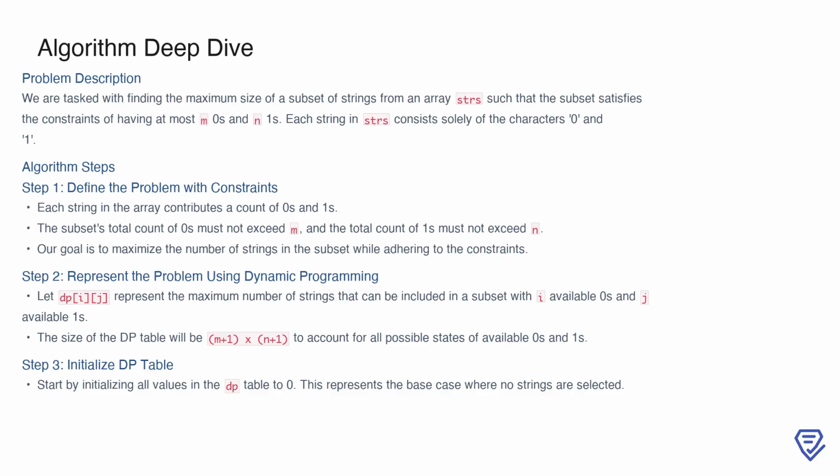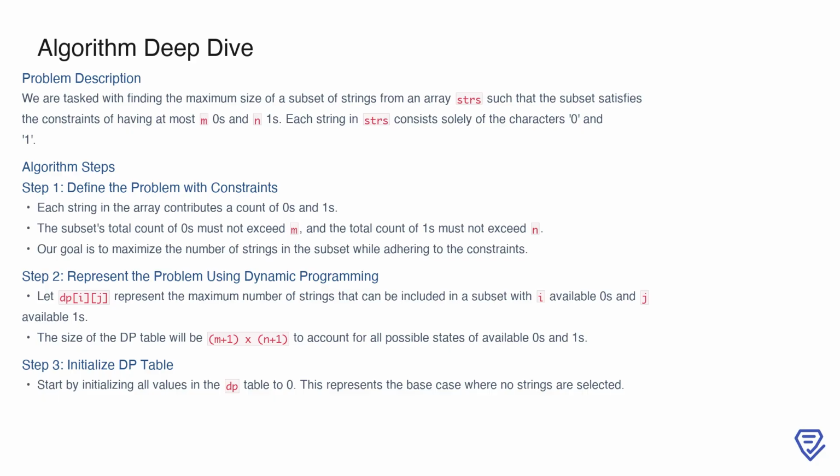To approach this, we use dynamic programming. The state of our solution is represented by a DP table, where dp[i][j] signifies the maximum number of strings that can be included in a subset when we have i 0s and j 1s available to use. The table has dimensions (m+1) x (n+1), to account for all possible combinations of available zeros and ones. Initially, we set all entries in the DP table to 0, as the base case represents no strings being selected yet.